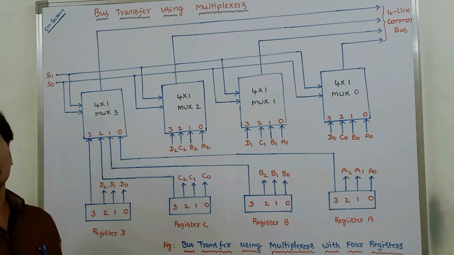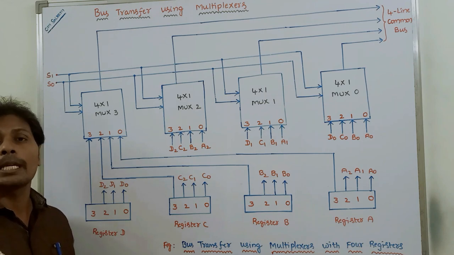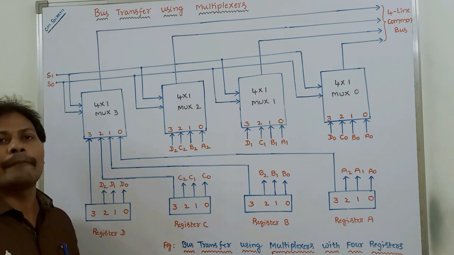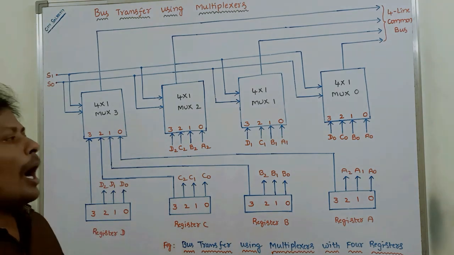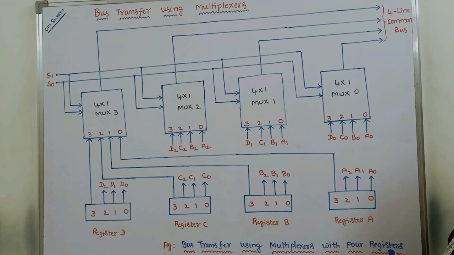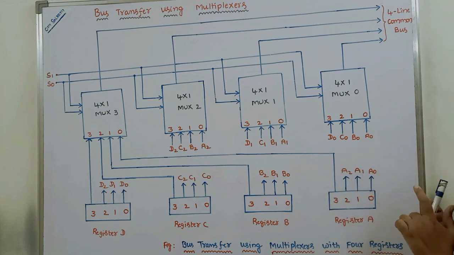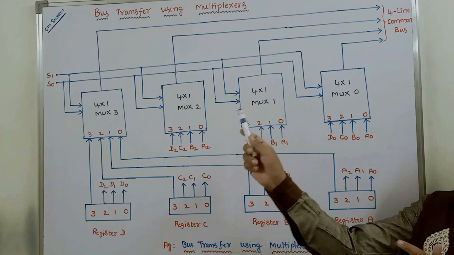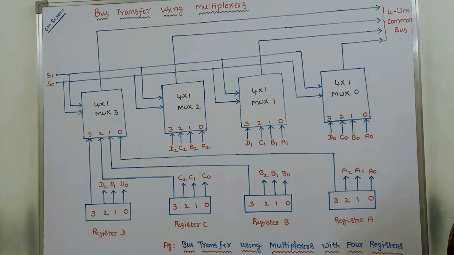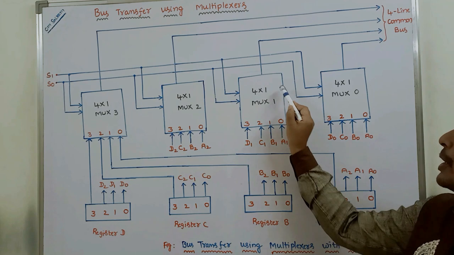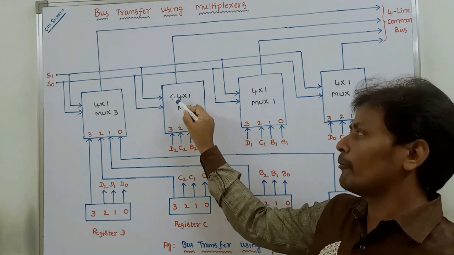Without complicating this diagram with 16 lines crossing each other, we simply use labels to show the connections between the output of each register and the inputs of the multiplexers. How are there 16 connections in this diagram? Register A contains A0, A1, A2, A3, which are connected to the 0 data inputs of the 4 multiplexers. Here A0 is connected to the 0 data input of multiplexer 0. A1 is connected to the 0 data input of multiplexer 1. A2 is connected to the 0 data input of multiplexer 2.